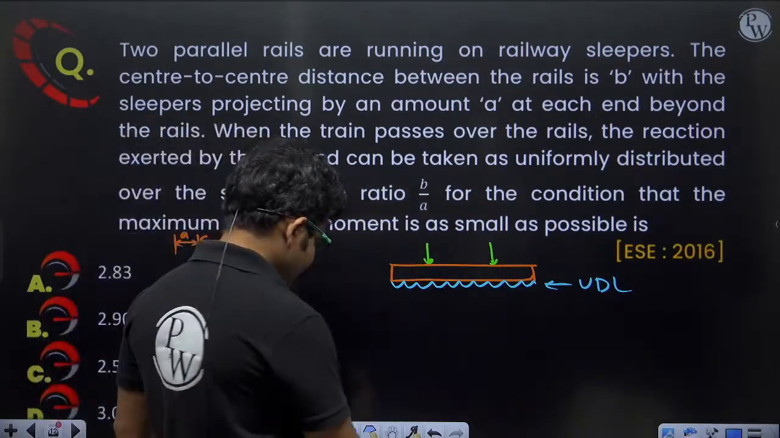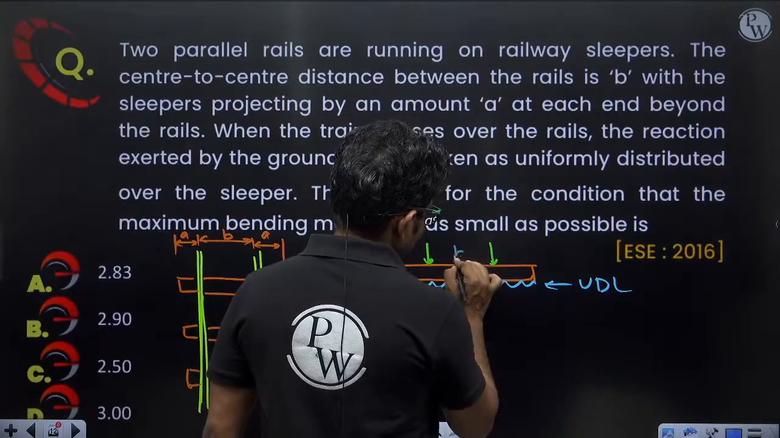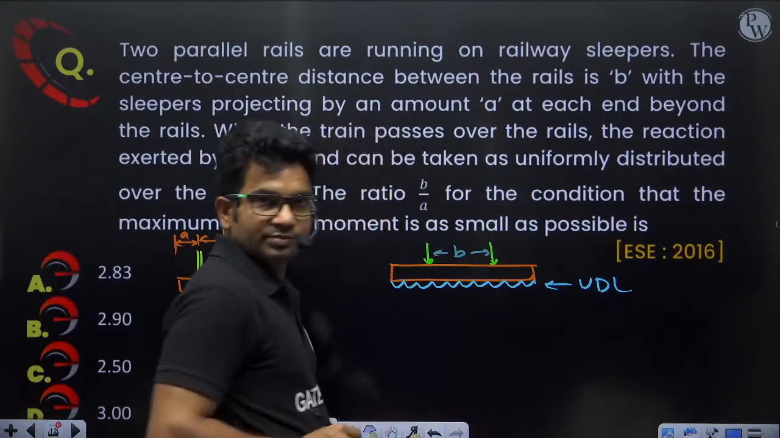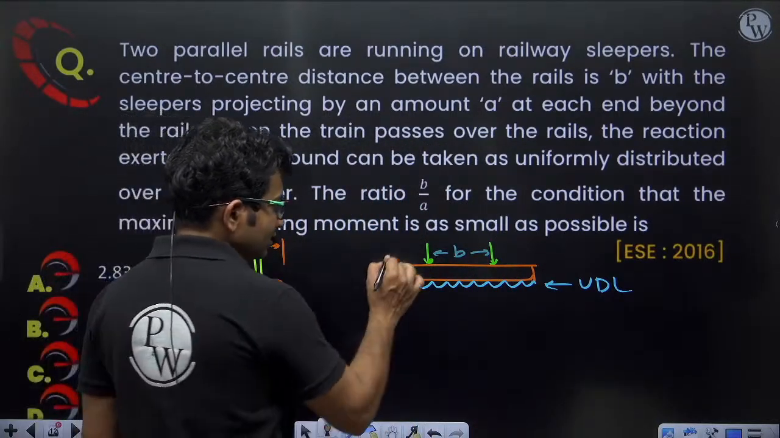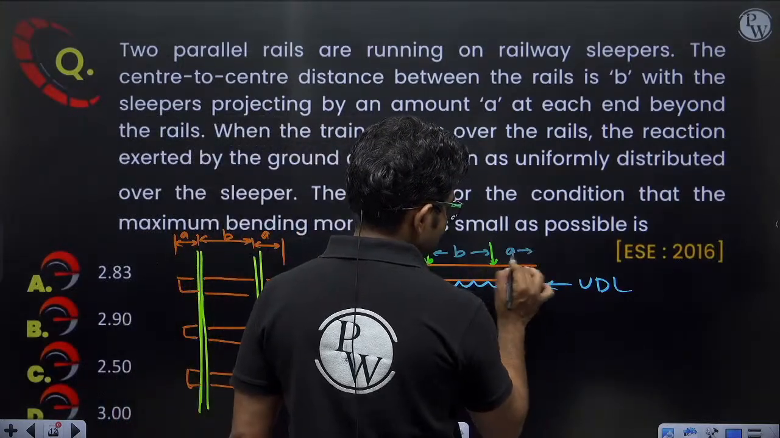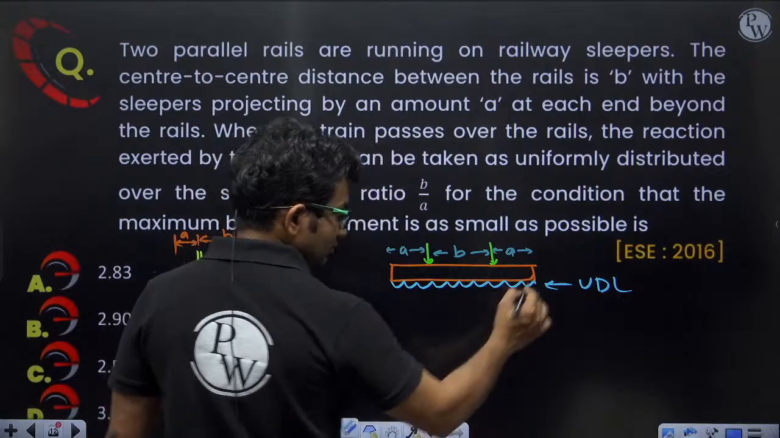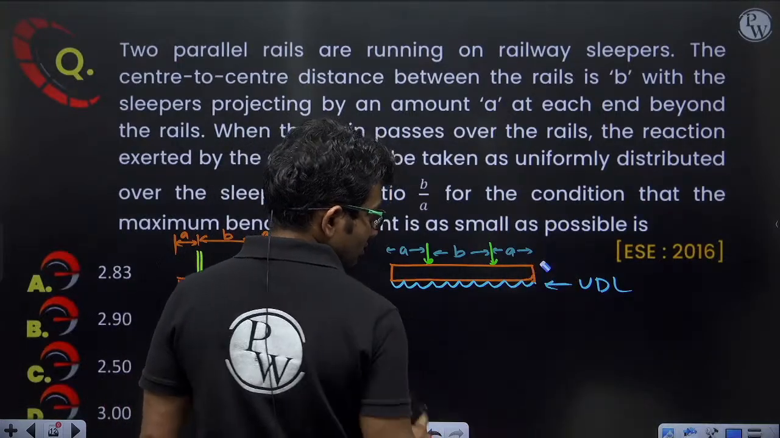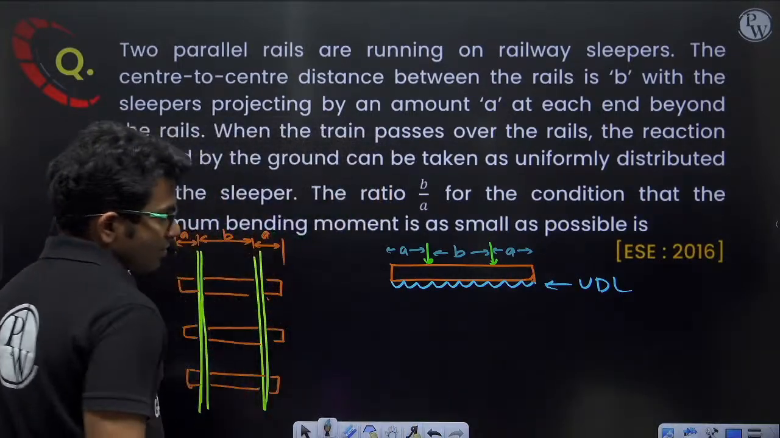This distance is B. Center to center distance between rails is B. And this projection is A.